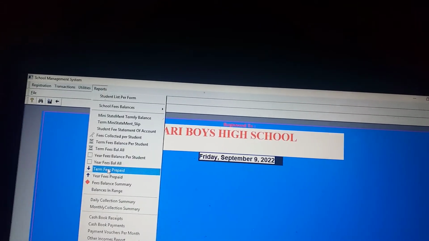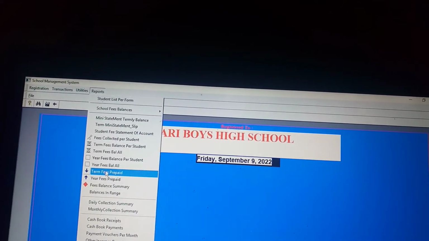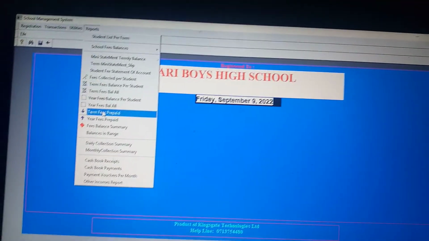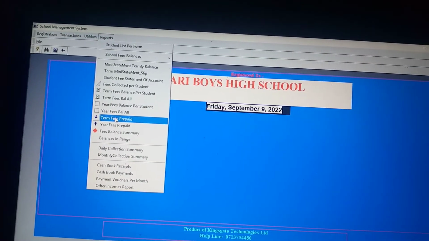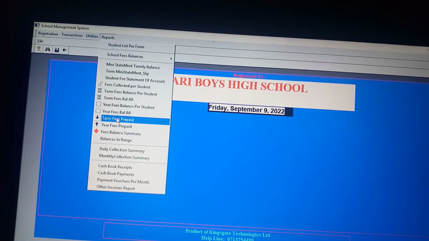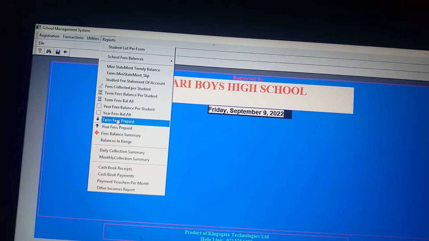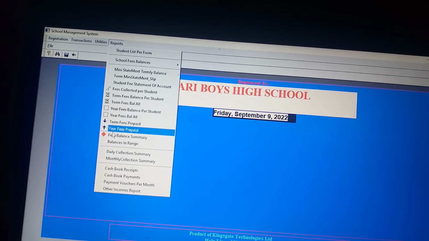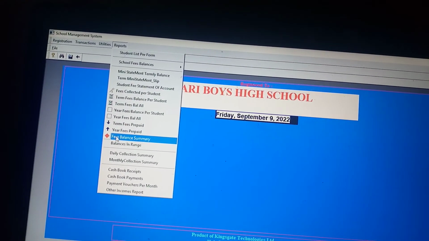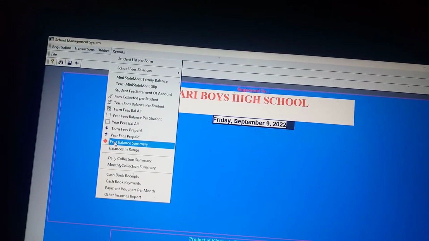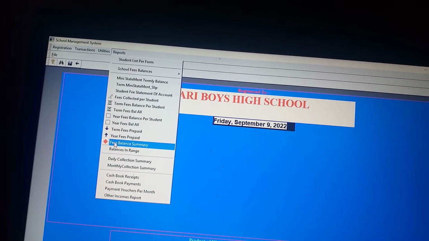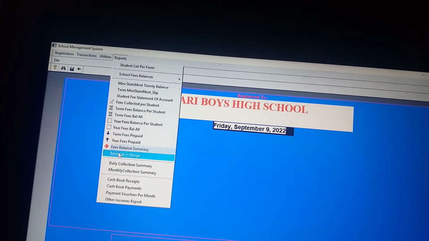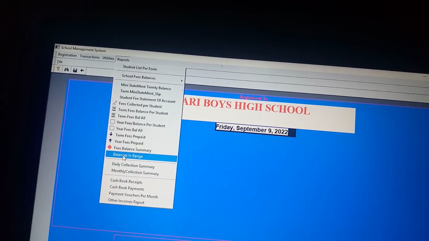Now we have term fees prepaid. We can see a report on the prepayments of all the students, what have been prepaid in what vote. Now we can see year fees prepaid. This is it here. So when you're closing the year, we know we have some overpayment of this much for the next year. We have fees balance summary. It will do summary for you. We have balances in range.